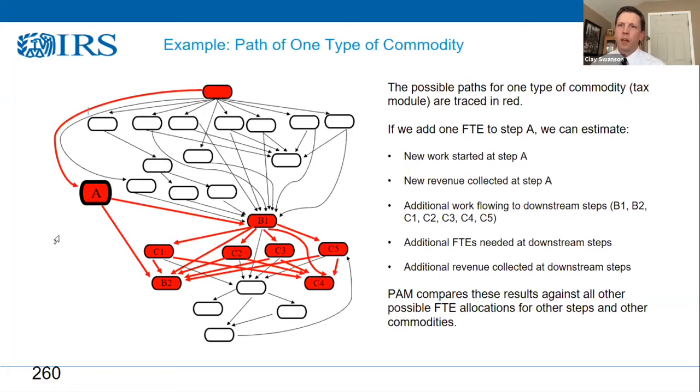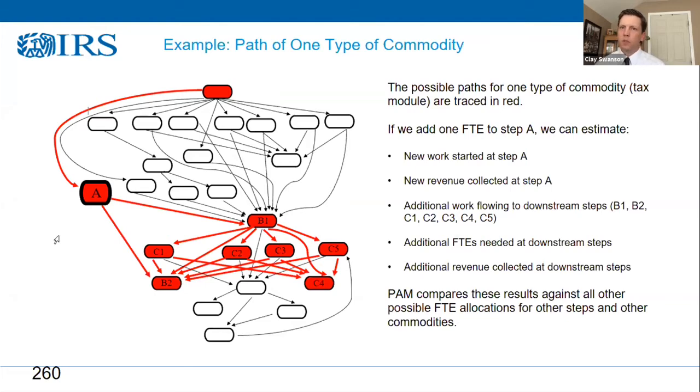So if we just pick one type of commodity, we can trace the logic that PAM uses. For instance, individual returns with underreporting. We'll assume that the red arrows and the red steps represent possible paths that 1040s with underreported income can take. And again, we know the transition rates between the different steps. So suppose that PAM decides to add one FTE to step A.